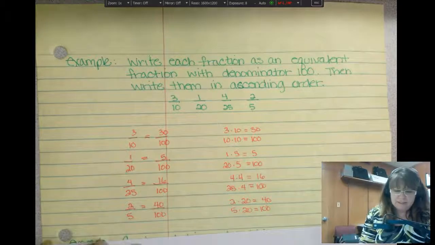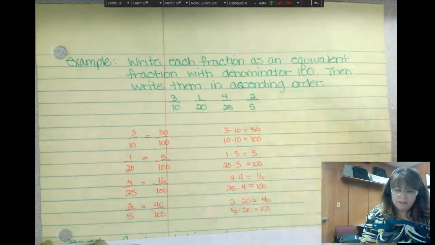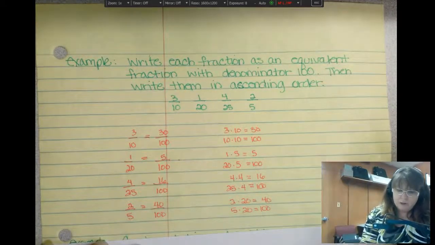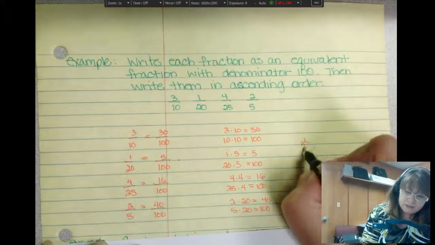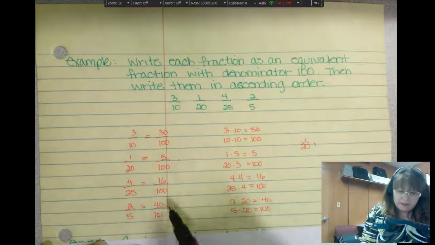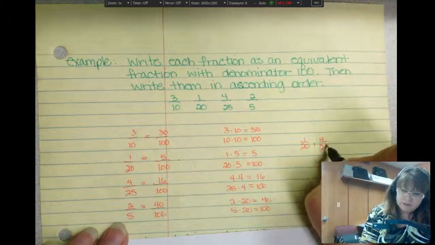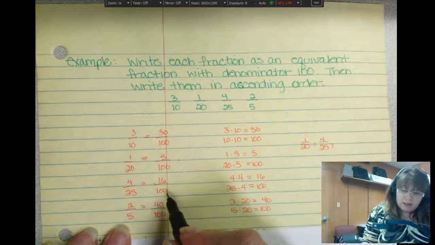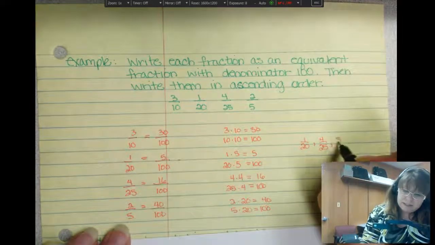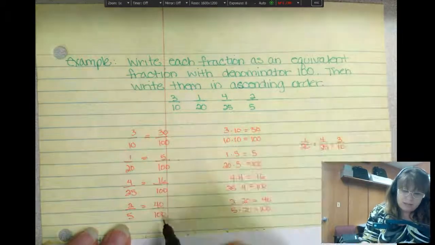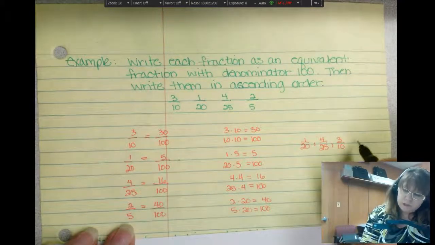Now I can see 1/20 is the smallest, and then 4/25, and then 3/10, and last 40 over 100, which would be 2/5.